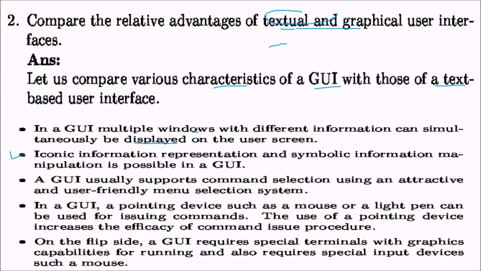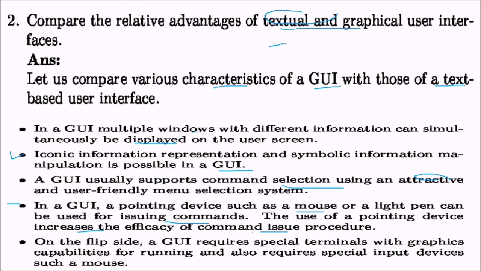If the information is in iconic form or symbolic form, manipulation in this form is possible in a GUI. A GUI usually supports command selection with an attractive and user-friendly menu selection system. Just by use of your mouse, you can make various menu selections. In a GUI, a pointing device, as I just suggested, a mouse or a light pen, can be used for issuing commands, and the use of a pointing device increases the efficiency of command issue procedures.